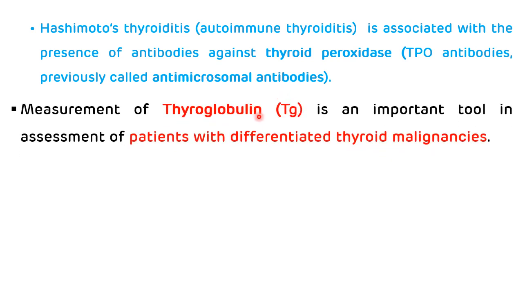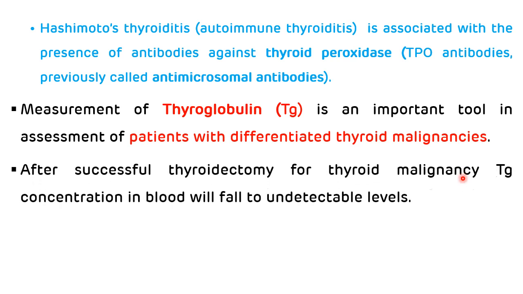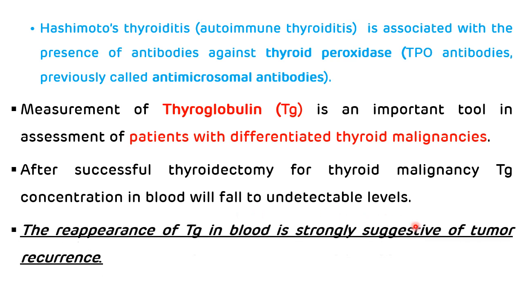And the measurement of thyroglobulin is an important tool in the assessment of patients with differentiated thyroid malignancy. After successful thyroidectomy, that is removal of thyroid gland, which is done for the thyroid malignancy, thyroglobulin concentration in blood will fall to undetectable levels. Reappearance of thyroglobulin in the blood is strongly suggestive of tumor recurrence. So that is regarding the thyroid autoantibodies and thyroglobulin.